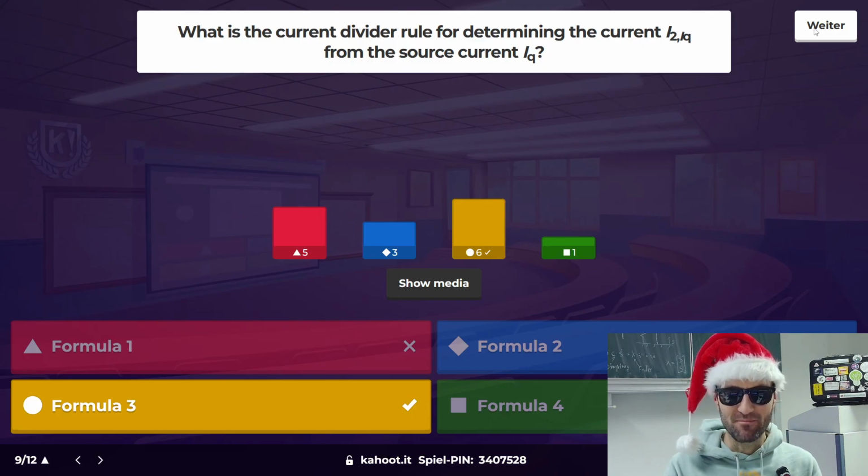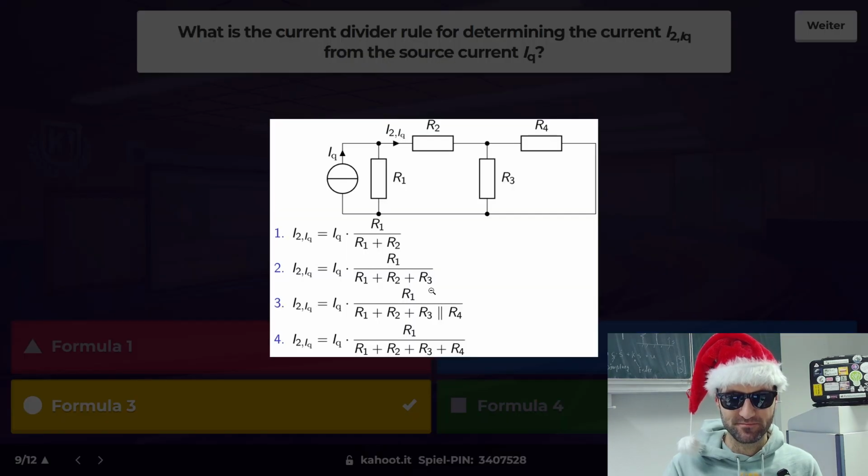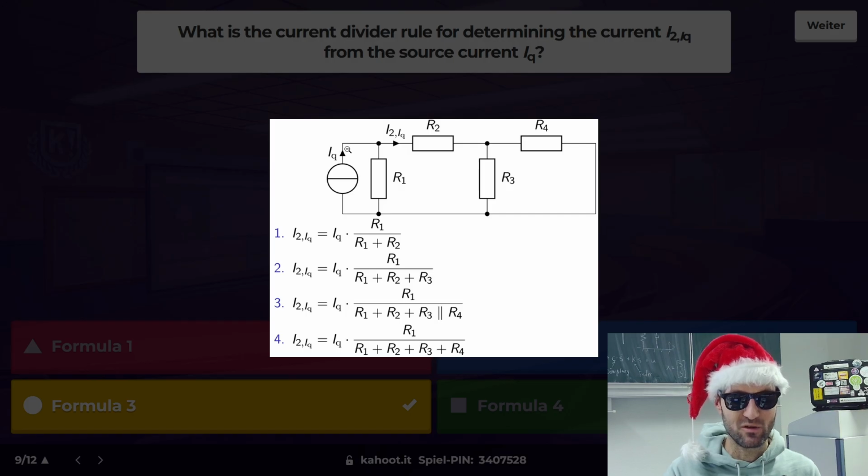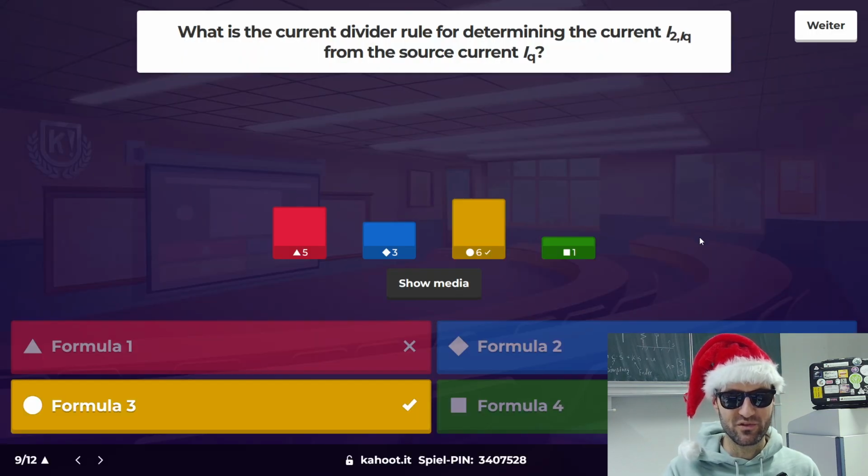Okay, most of you with the right answer. So, current divider rule. As a reminder, if we want to calculate this partial current from this total current, we take the resistor in the other branch, which is R1, and divide by the total resistance of this mesh. And this is R1 plus R2 plus the parallel connection of R3 and R4. And this is exactly what is written here. So this is how the current divider rule works.